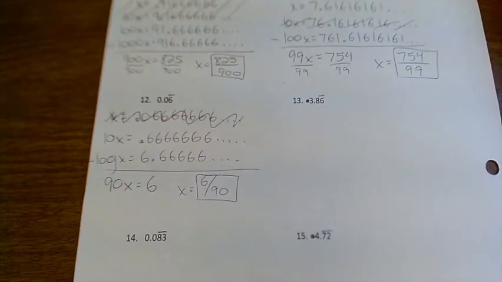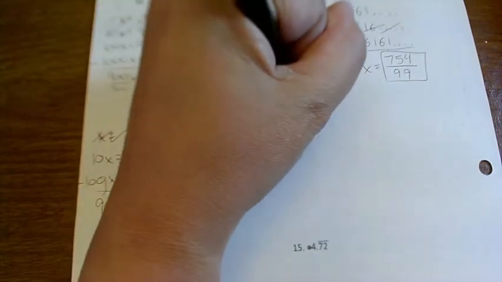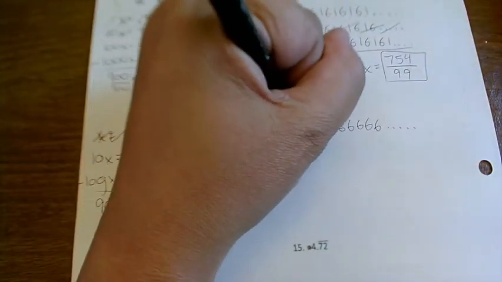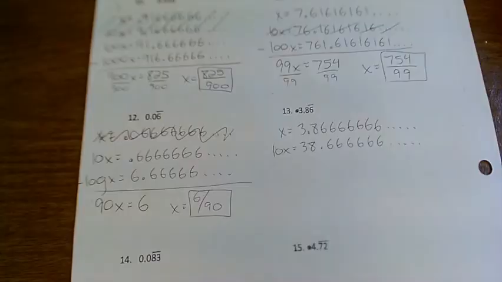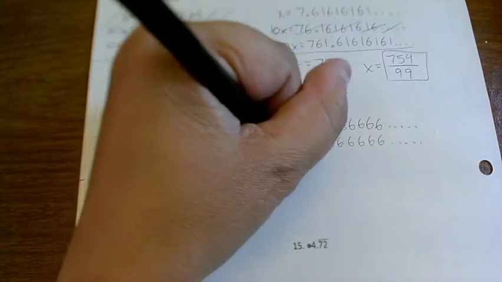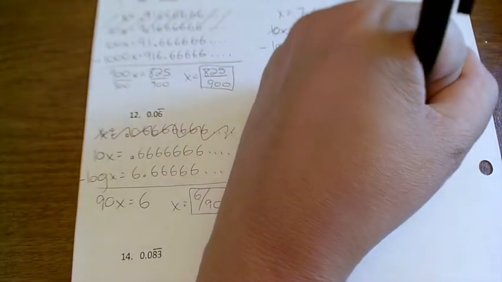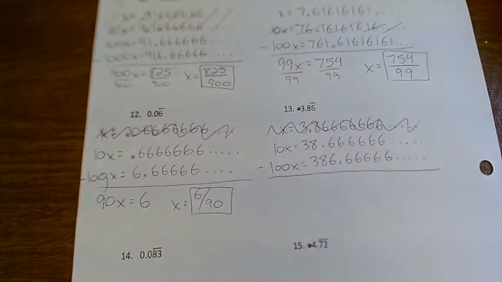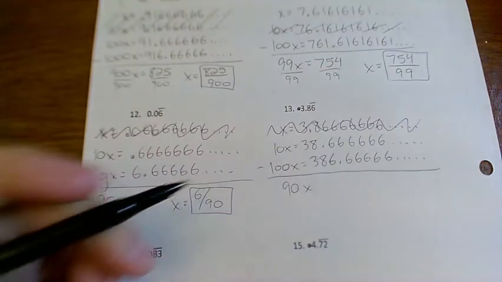Okay, number 13. Again, ignore this negative. 3.86. So 3.8 with the 6 repeating. So 10x would be 38.6 repeating. Those do not have the same decimal, so we keep going. 100x would be 386.6 repeating. Okay, so now we have 2 with the same decimal. So 100x minus 10x is 90x.